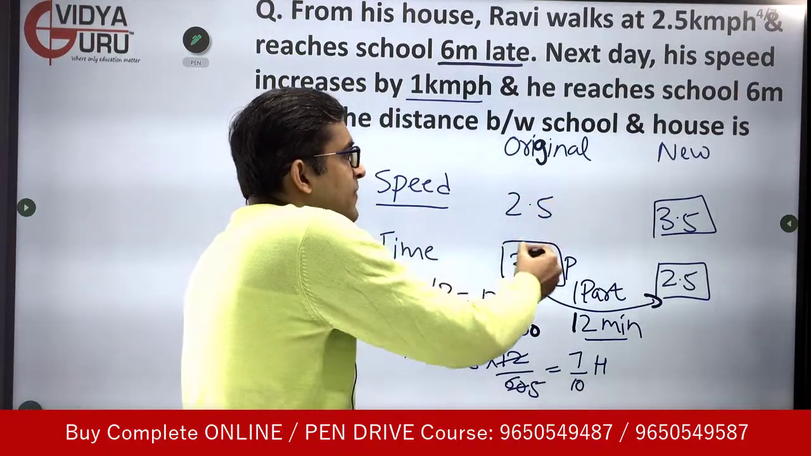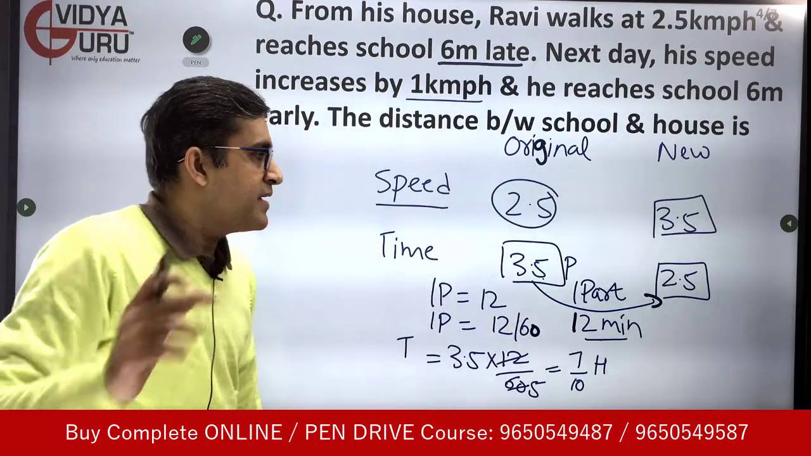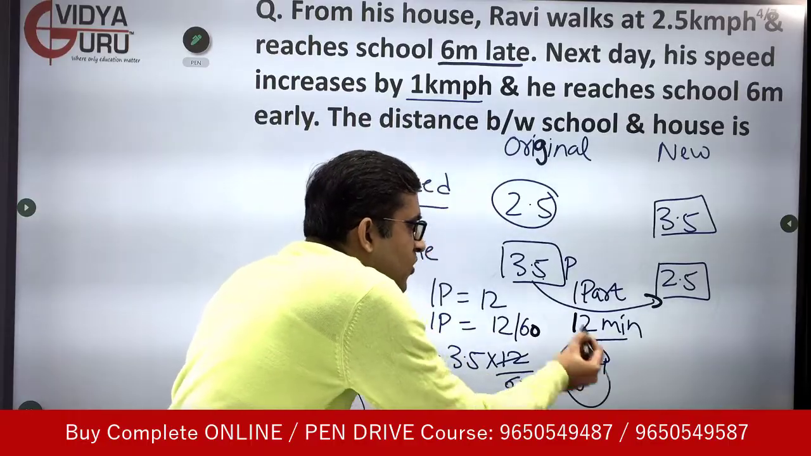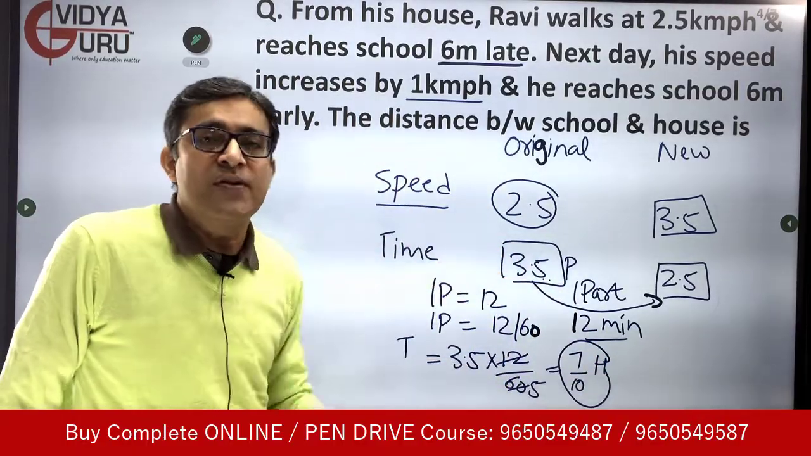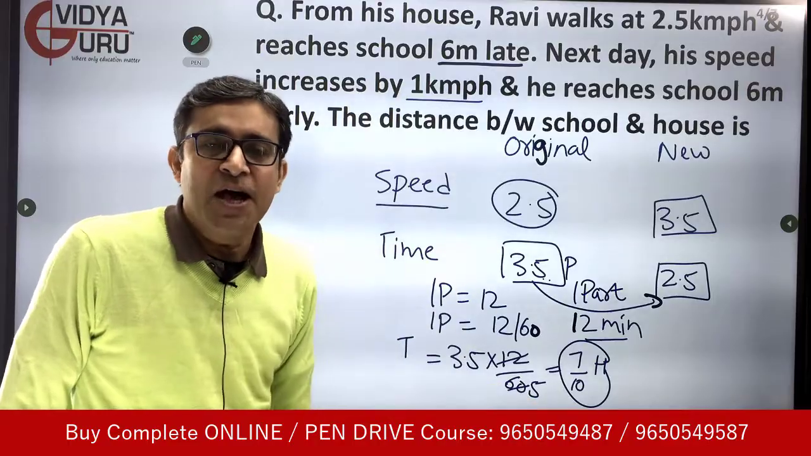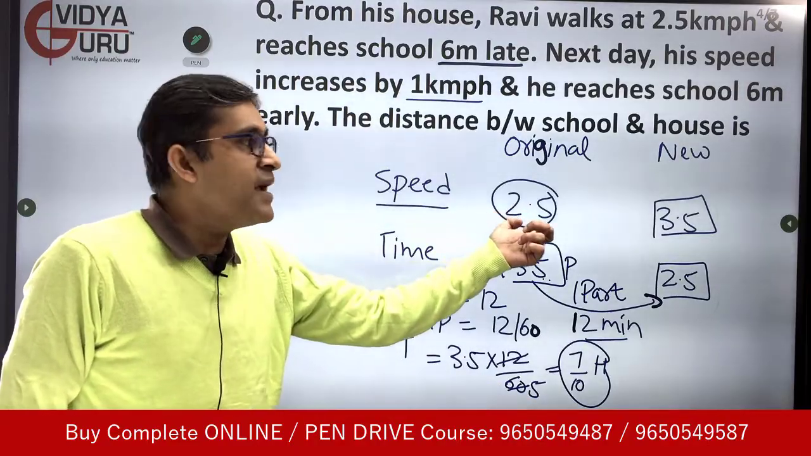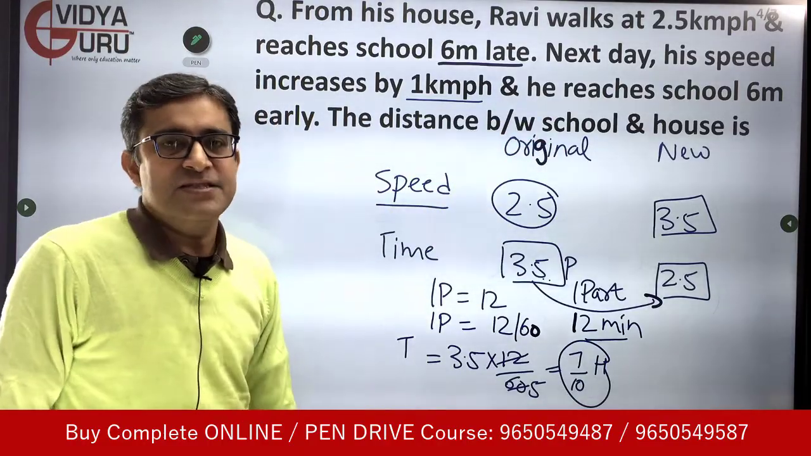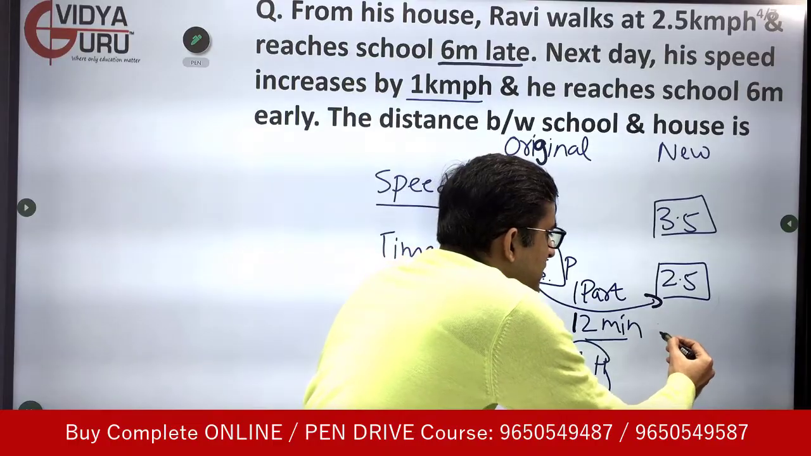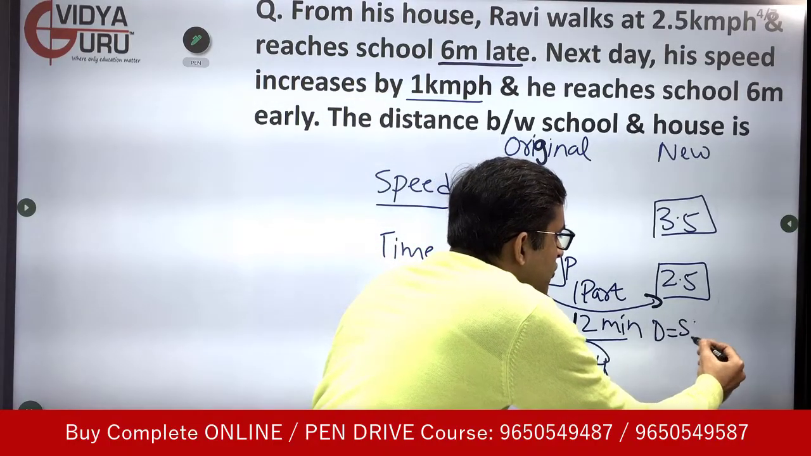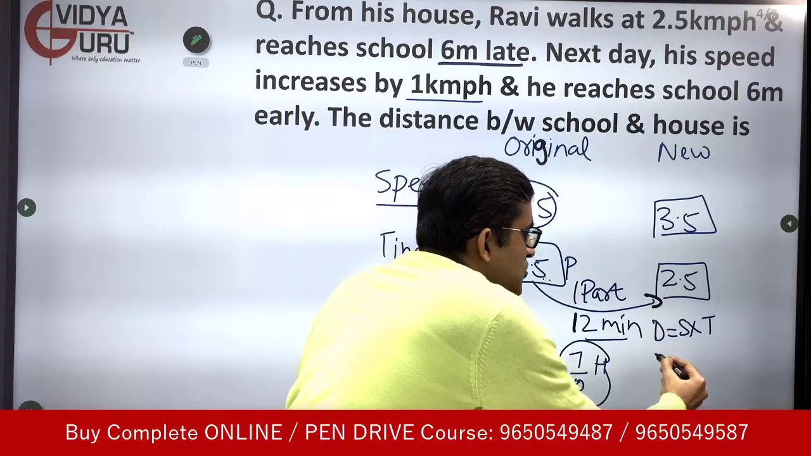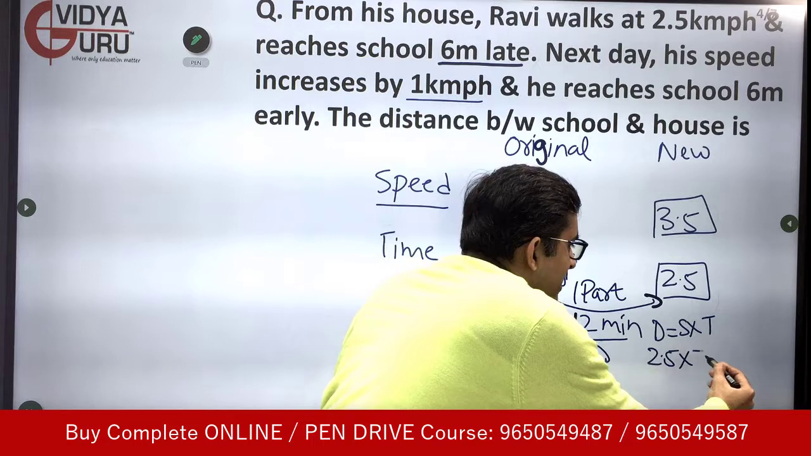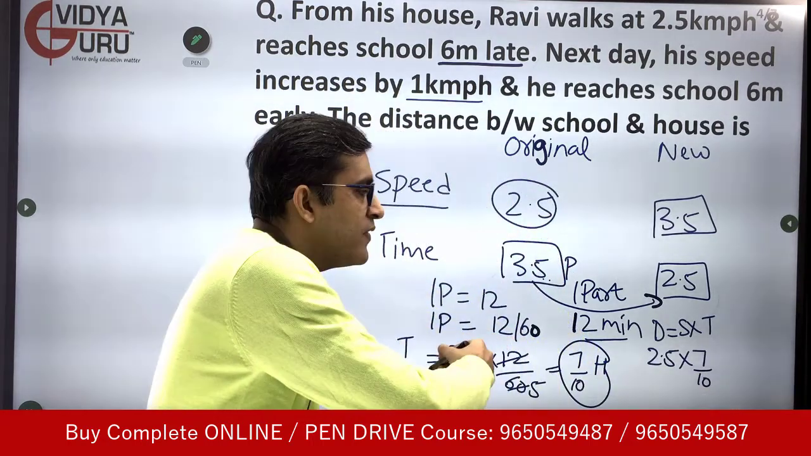What was the speed earlier? The time taken earlier was 7 by 10 hours because we considered it 3.5 parts. So what was the speed earlier? It was 2.5 kilometers per hour. So the distance which we have to find out is very simple. Distance is equal to speed into time. The speed was 2.5, and the time is 7 upon 10. Now you can solve it easily.